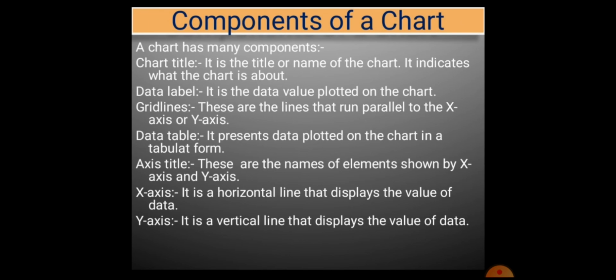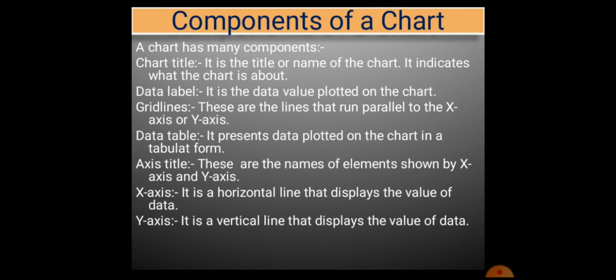So first we have, as we know, a chart has many components. First we have chart title. Now what the chart title will represent? It is the title or name of the chart. We can write any title or name for the chart according to our wishes. So it indicates what the chart is about, what the chart is going to represent. So we'll give a particular name to chart. Next is data label. It is the actual values that we will plot on the chart. We will display on the chart.